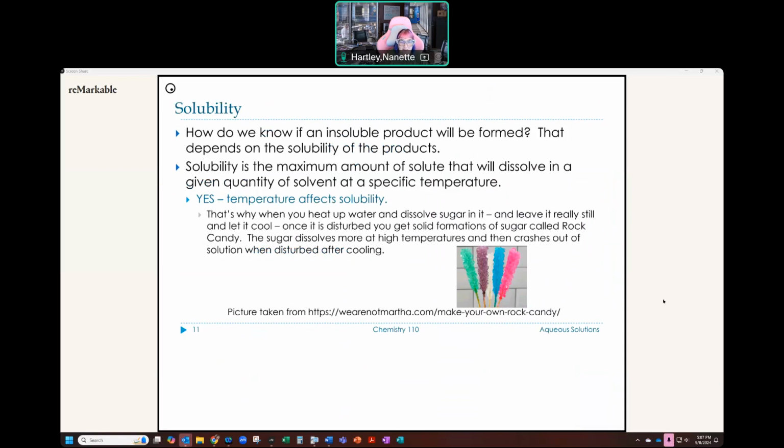Now, how do we know if an insoluble product is reformed? That depends on the solubility of the products. So, solubility is the maximum amount of solute that will dissolve in a given quantity of solvent at a specific temperature. Temperature affects solubility. And you probably know this.